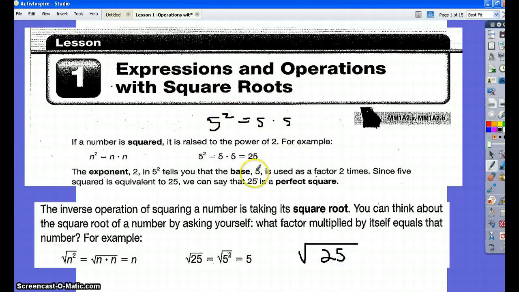You know how there's a little 2 for an exponent, for being squared? This square root, there's actually a little 2 right here. So it just means what times what equals 25. So therefore that would be 5.